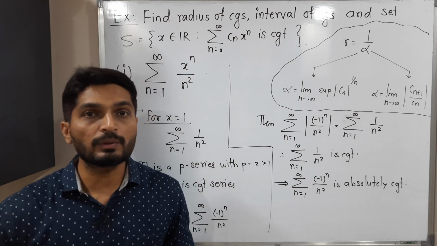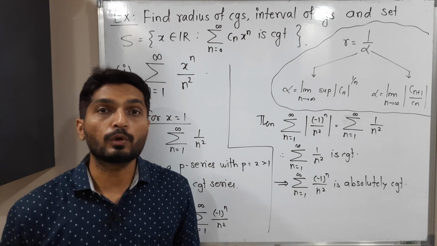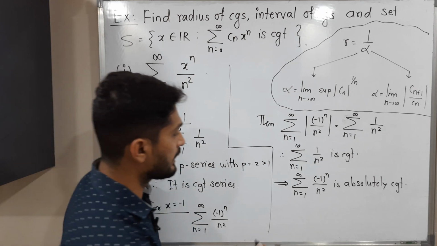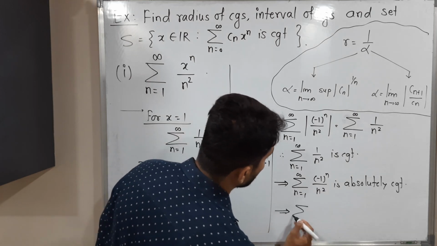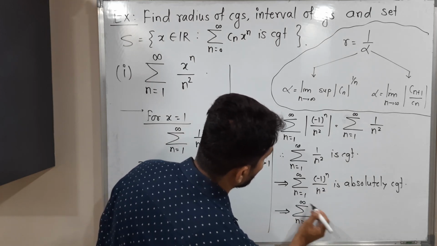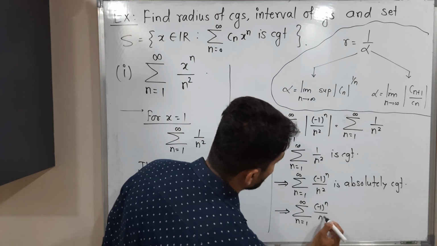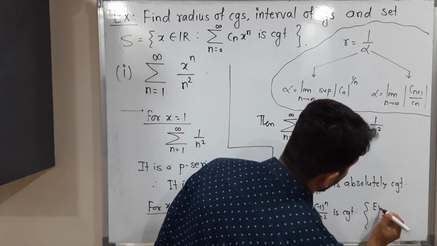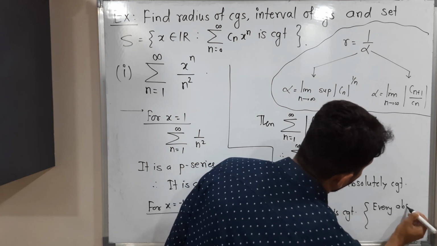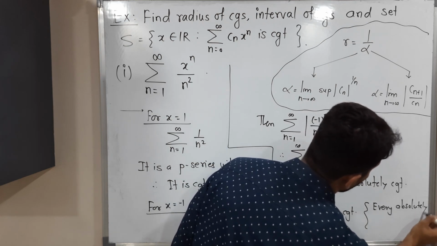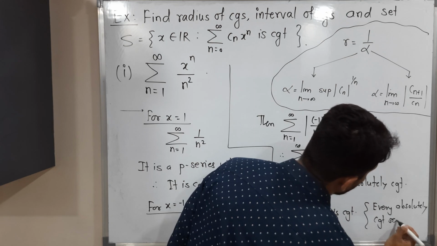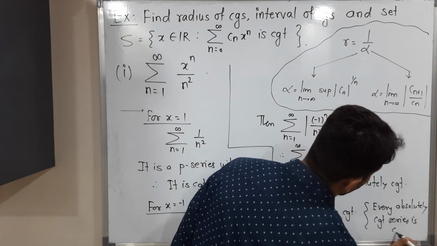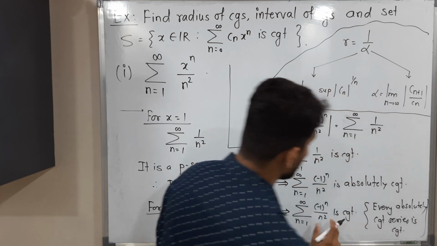We are familiar with one result. Every absolutely convergent series is convergent. So therefore we can say this implies summation n running from 1 to infinity of minus 1 raised to n upon n square is convergent. The reason is every absolutely convergent series is convergent. Okay, so that's why we say it is a convergent series.